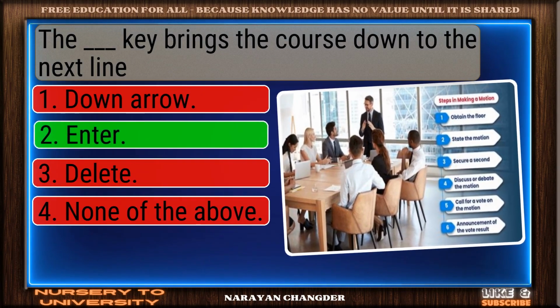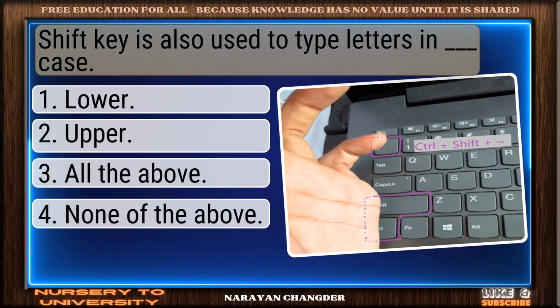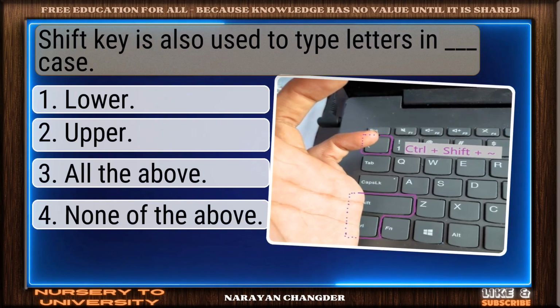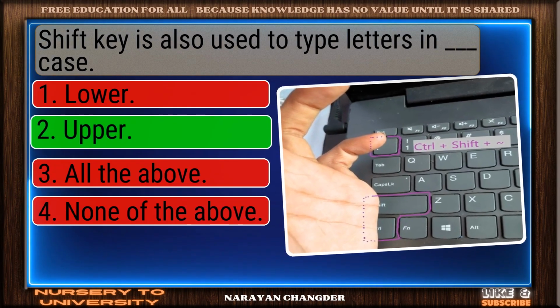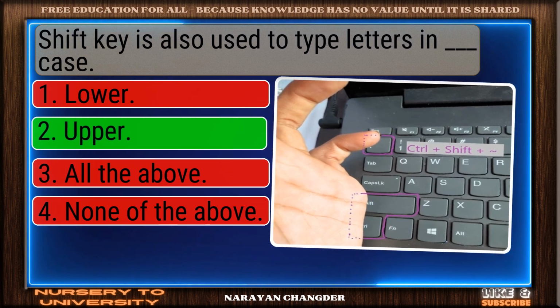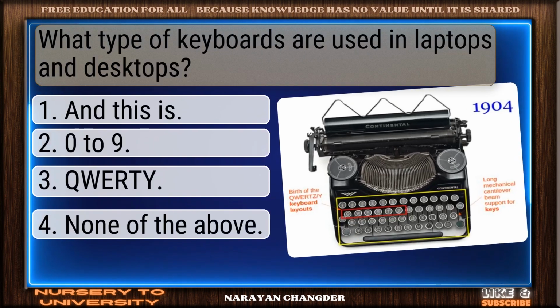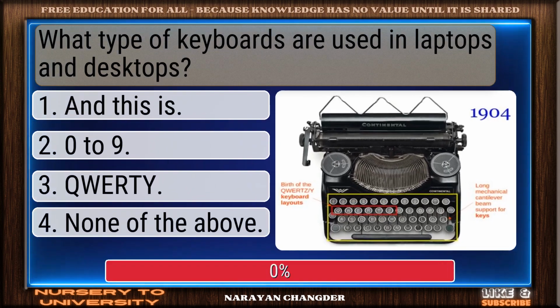Valid point. Enter is true. Shift key is also used to type letters in dashed case. Perfect. Upper is the correct choice. What type of keyboards are used in laptops and desktops?